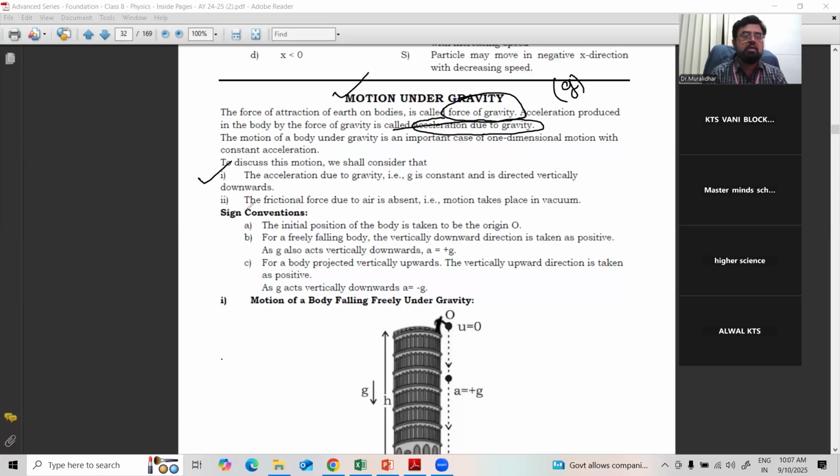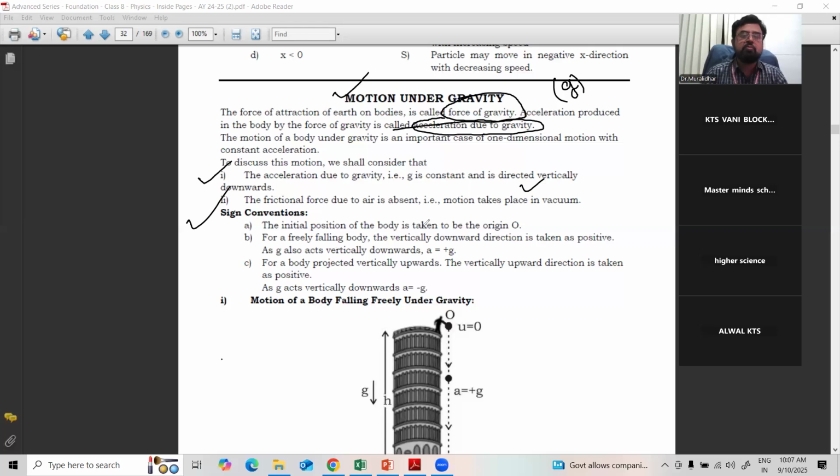Then the frictional force due to air is absent, that is, motion takes place in a vacuum. We have to imagine this, because in reality air is there, and resistance may be there, which slightly changes things. But imagine that we are in a vacuum, then we have to study this. Sign conventions are very important. Sign will change.